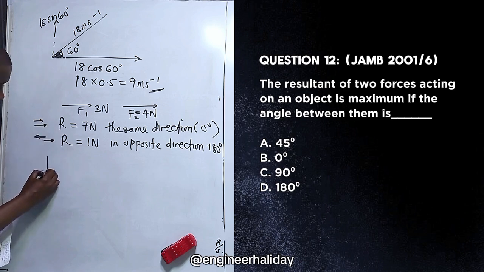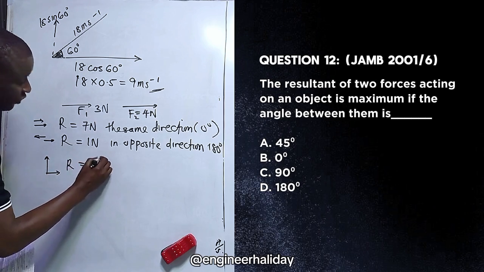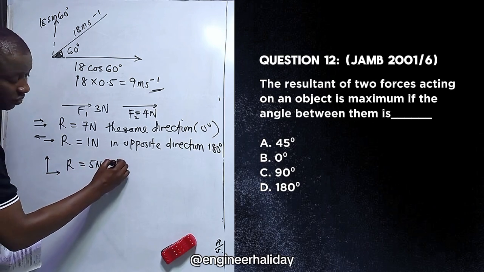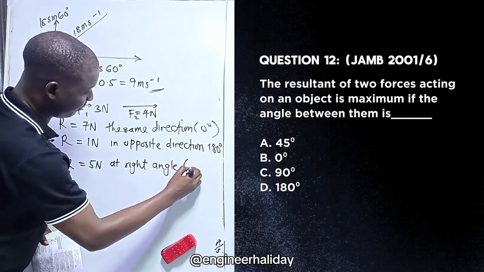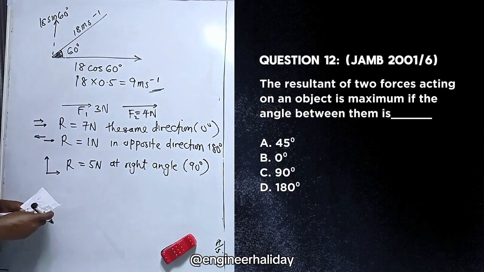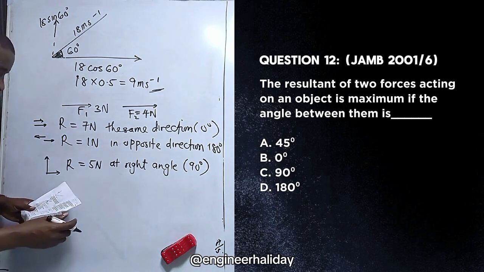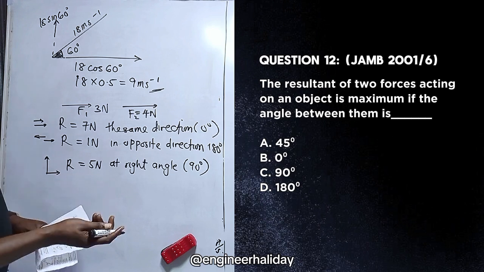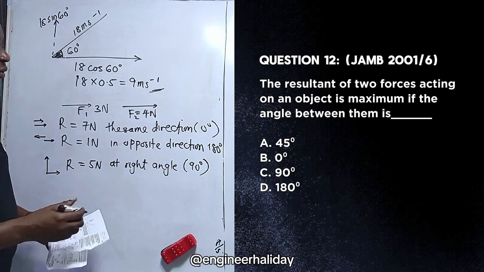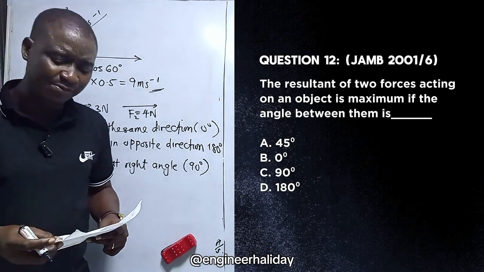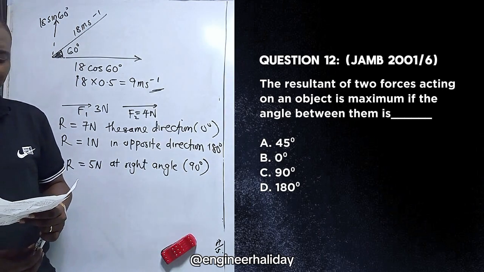Let's say they are now moving at right angle. What is the resultant? The resultant will be 5 Newton. That means at right angle, the angle between them is 90 degrees. So you see now? The last one is 45 degrees. 45 degrees will form a parallelogram, so there's no way that one will be bigger.